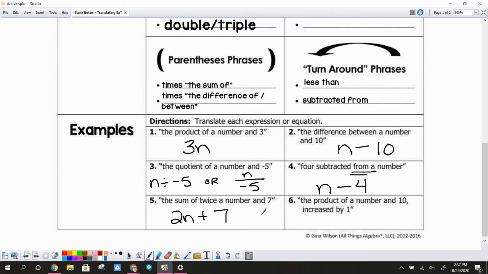All right, and then for number 6, it says the product of a number and 10 increased by 1. So that means I'm taking that first part, the product of a number and 10. That's all one part of it. And then I'm taking that and increasing it by 1. So the product of a number and 10, product again means multiplication. So I'm taking 10 times my n, and then I'm increasing that by 1, so plus 1.